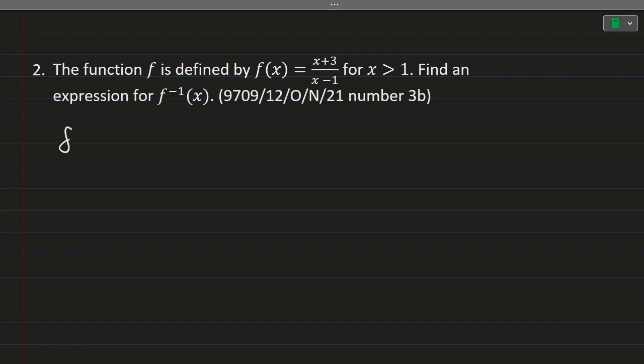So we're given that f of x is equal to (x plus 3) over (x minus 1). So the first step is to replace f of x with y. So it becomes y equals (x plus 3) over (x minus 1). Then we need to get rid of this denominator.